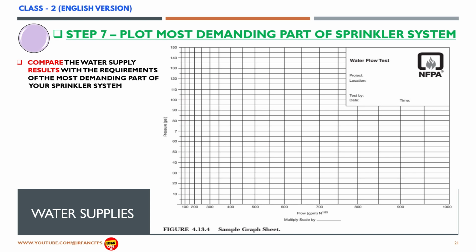As we said, our static pressure which we got is 75 psi. We will mark it here, and the flow which we got is 699 GPM at residual pressure 55 psi. So maybe it will come here. Let's join these 2 points. This will be the hydraulic curve based on the flow test report.